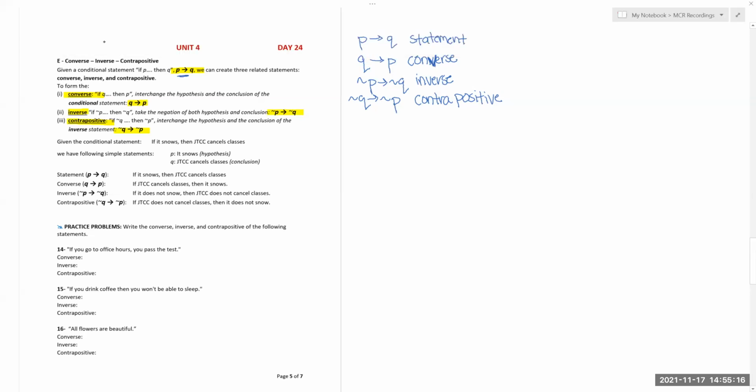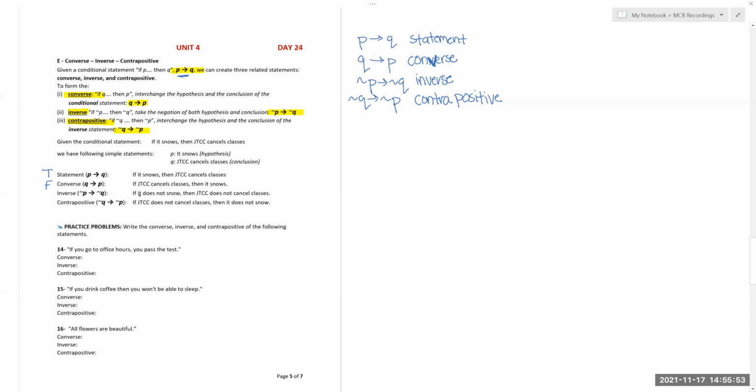So if we have the conditional, if it snows, then John Tyler cancels classes. So P is it snows. Q is John Tyler cancels classes. Hypothesis, conclusion. So that's the original statement. If it snows, John Tyler cancels classes. That's true. We're going to assume it's true. The converse is to flip it. If John Tyler cancels classes, then it snows. Well, that's not necessarily true. We've had to cancel for hurricanes, tornadoes, pandemics, power outages. So that's just not true.